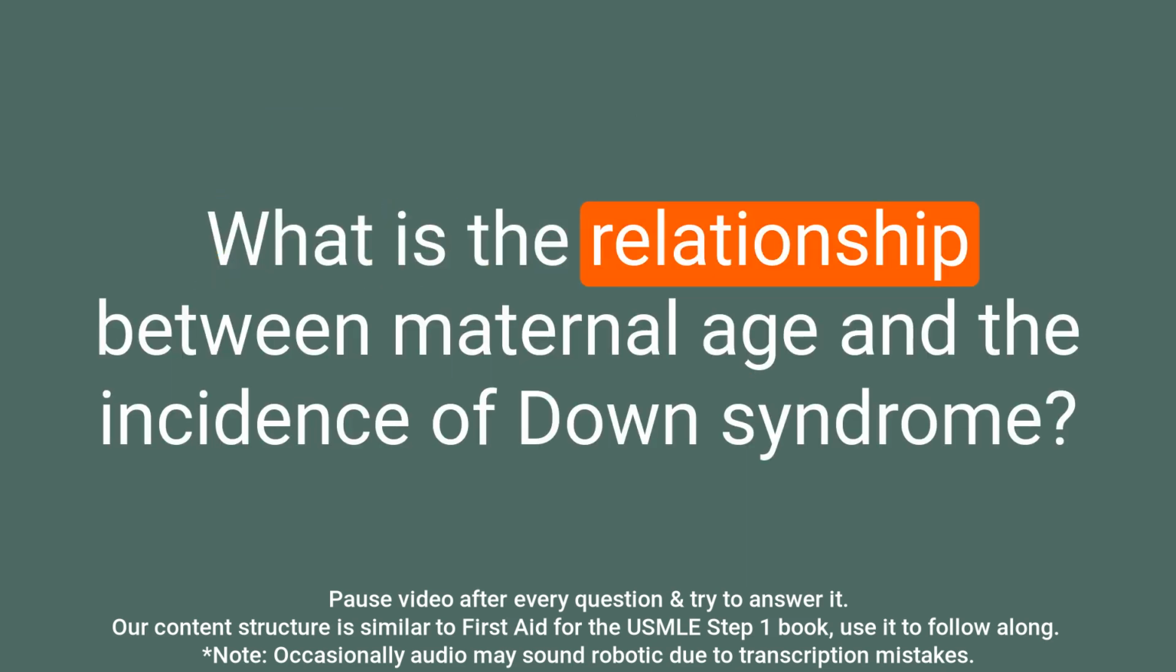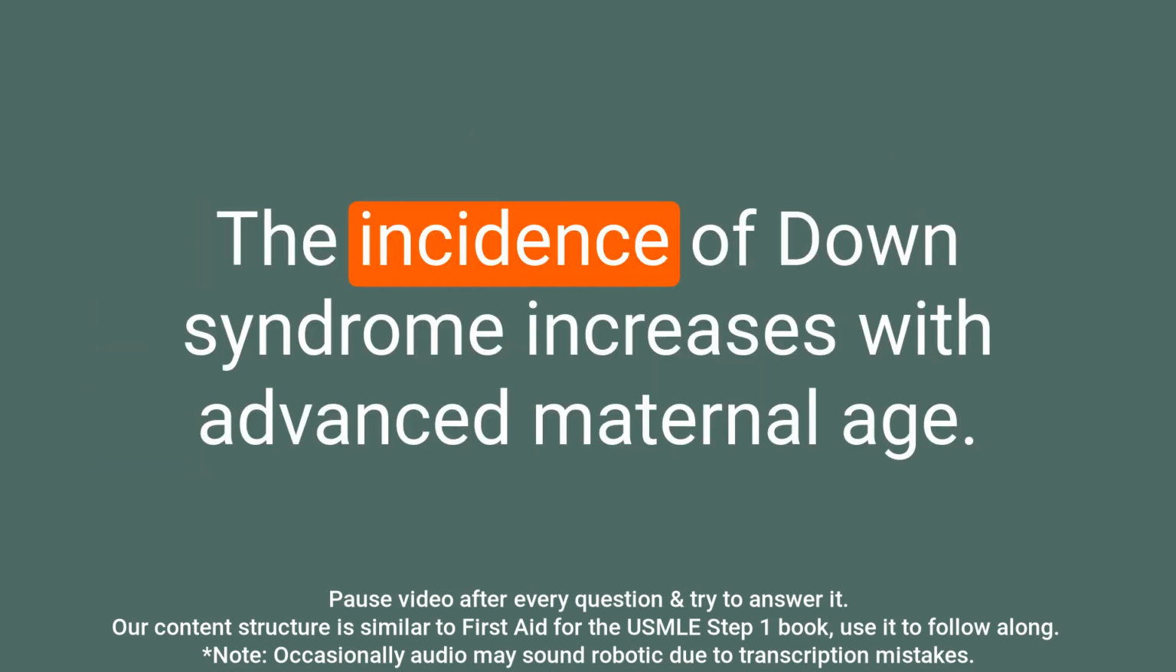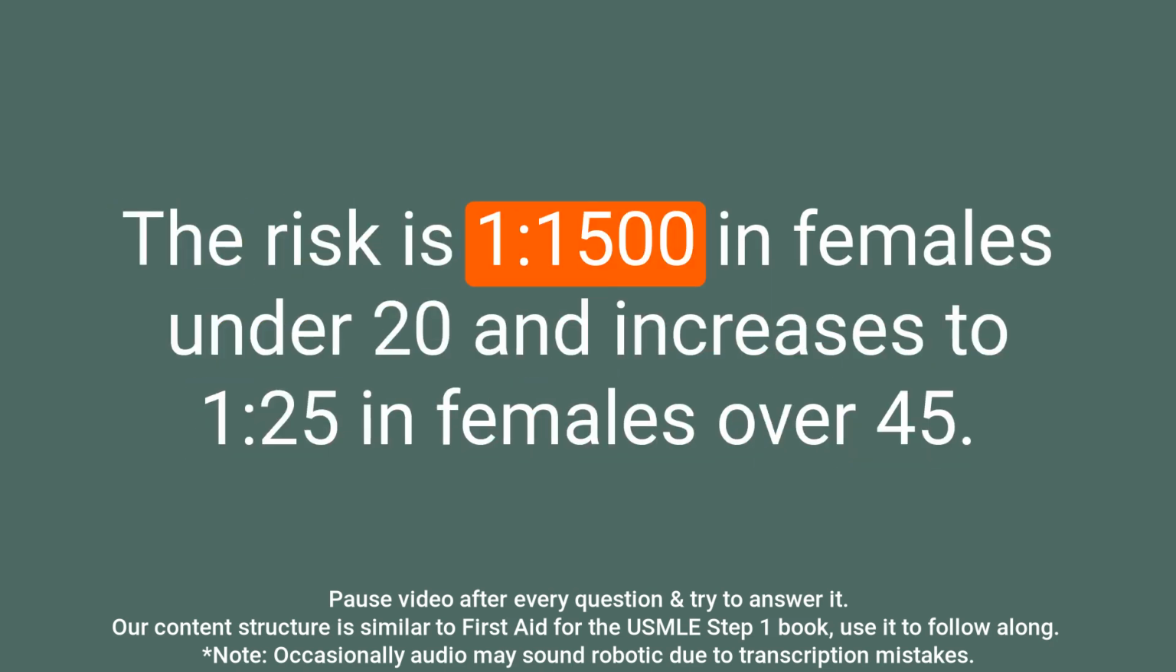Question: What is the relationship between maternal age and the incidence of Down syndrome? Answer: The incidence of Down syndrome increases with advanced maternal age. The risk is 1 in 1500 in females under 20 and increases to 1 in 25 in females over 45.